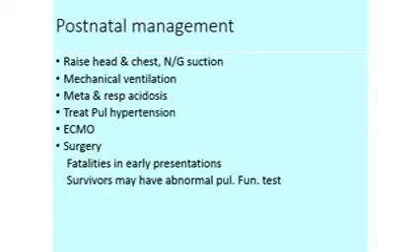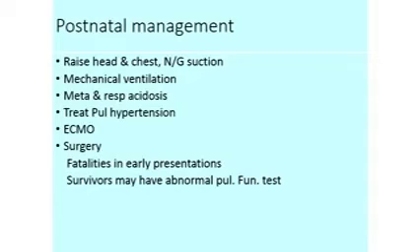How do we manage them? We need to raise the head and the chest to reduce the pressure of the abdominal viscera on the lungs and apply continuous nasogastric suction to suck as much as possible from the fluid and air present in the stomach and intestinal loops to reduce the pressure on the lungs.